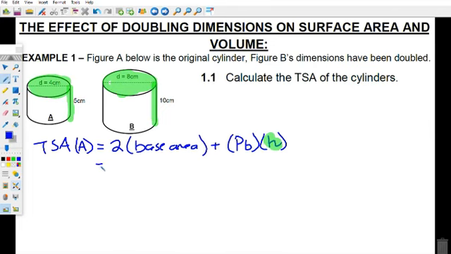So we're going to plug in the values. 2 times the area of a circle, which is pi r squared. What is the radius of A? 2, because the diameter is 4. So it's times 2 squared. Then we add the perimeter of the circle, now the circumference. The formula for circumference is pi times the diameter, so in this case pi times 4. And my height is 5. Very nice.